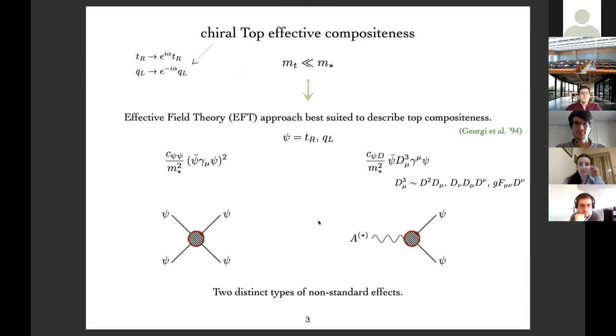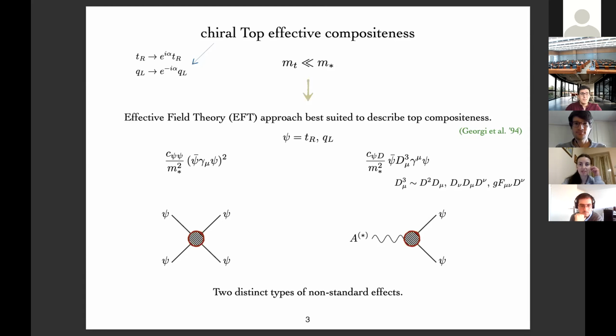Now, since this is not the case for the top quark, I like the notation that what we are actually studying today concerning the top quark is its degree of chiral effective compositeness. This is just because chiral symmetry, under which left and right components transform differently, provides a simple rationale of why the top mass can be much lighter than its composite scale.